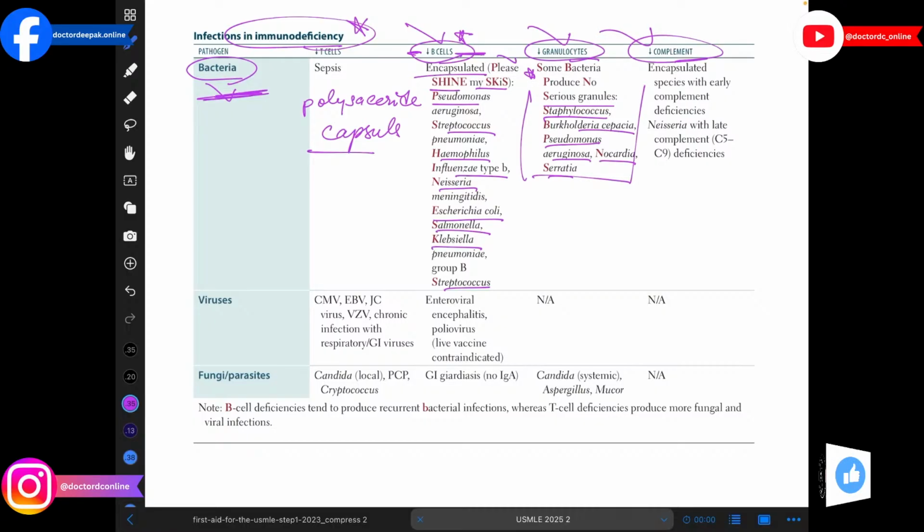And due to the complement system, we also have encapsulated species infections with complement deficiencies. If you know complement, there are two types: early complement and late complement. If there is a deficiency of early complement, then there will be encapsulated species infections in that human being. If there is a late complement deficiency, then most commonly there will be recurrent Neisseria infection.